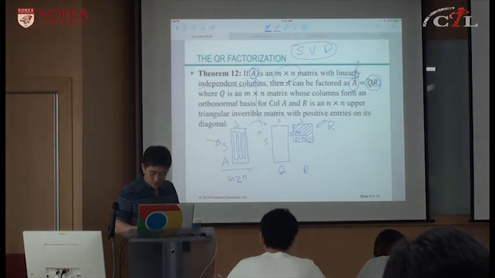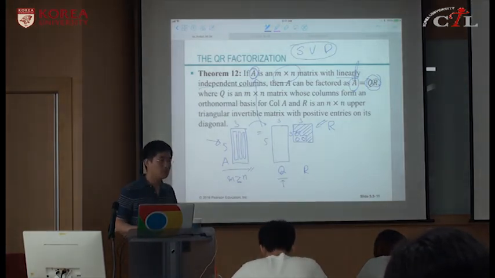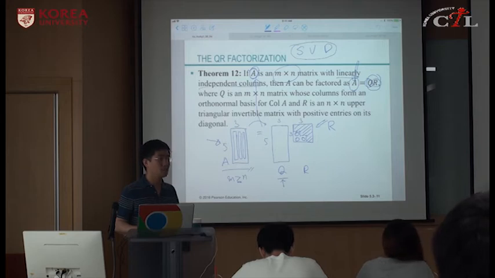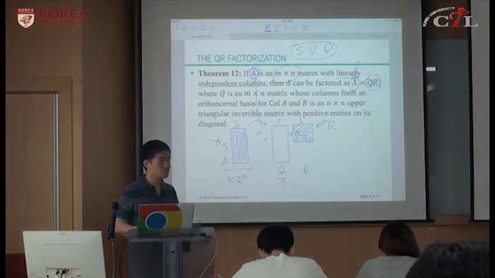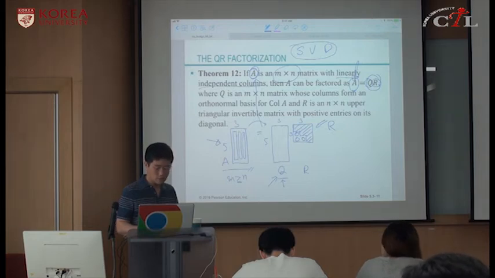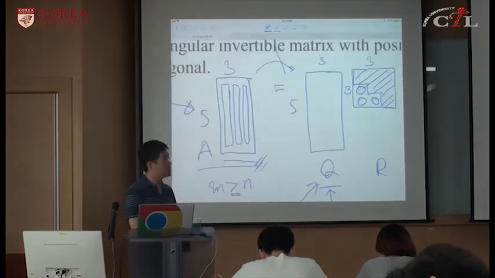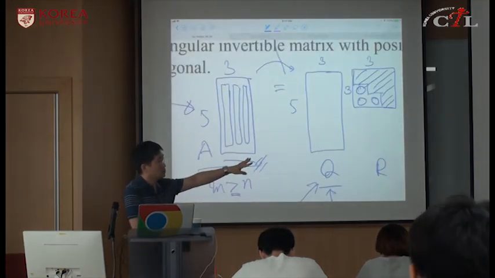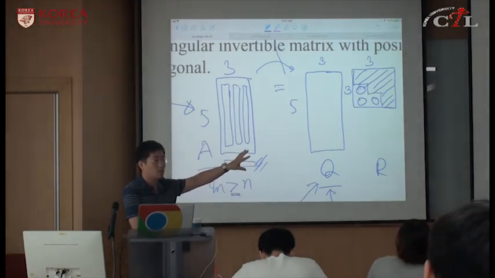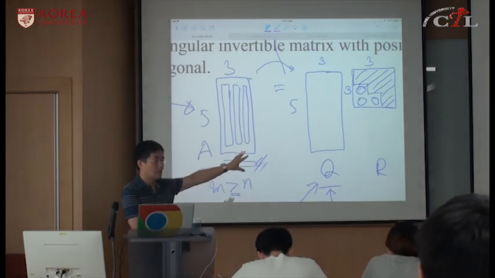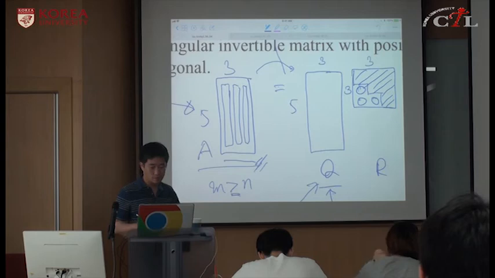Okay, and then for this Q, just for convenience, we assume that Q is composed of orthonormal columns, okay? But still, the span of these orthonormal columns from Q is the same as the span of the original column vectors of A. So considering the subspace spanned by the three input columns in our matrix A, we want to find the orthonormal basis of the same subspace, and that will form our matrix Q, okay?